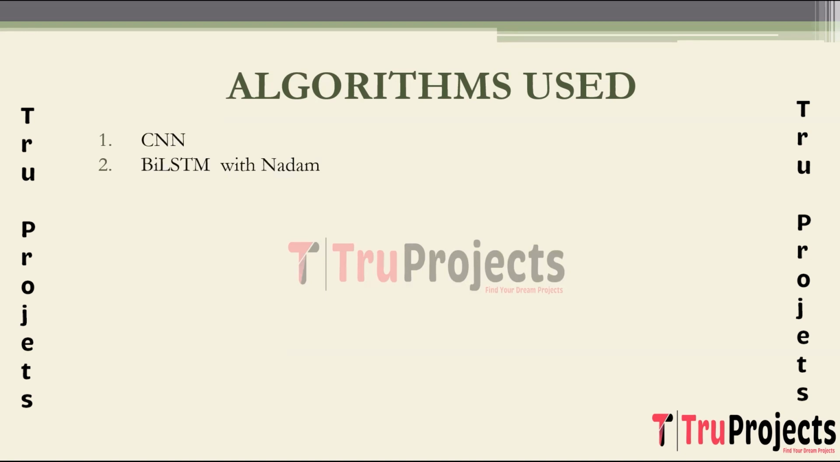The next algorithm is BiLSTM with NADAM. Bidirectional long short term memory. It is a type of recurrent neural network that processes sequences bidirectionally. NADAM is an optimizer that combines the benefits of Nesterov accelerated gradient and ADAM optimization. BiLSTM is suitable for sequence data, making it relevant for tasks involving temporal dependencies such as analyzing network traffic patterns. NADAM is chosen for its adaptive learning rates and momentum, potentially improving convergence.